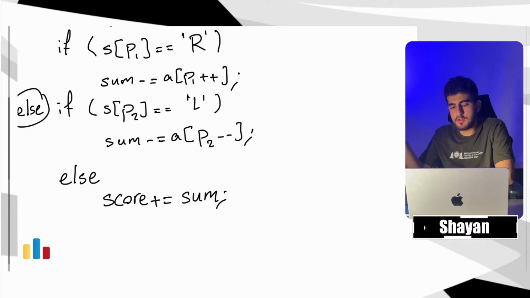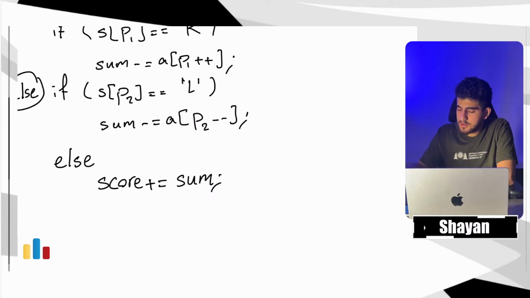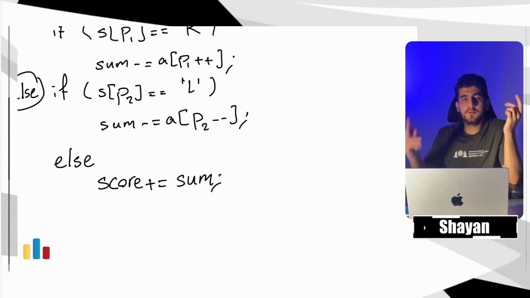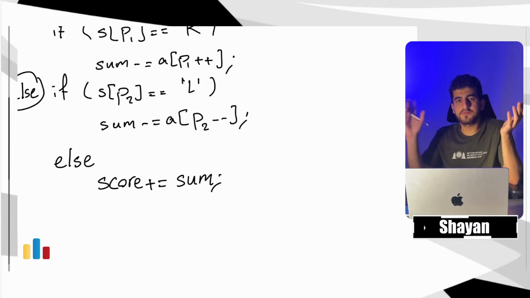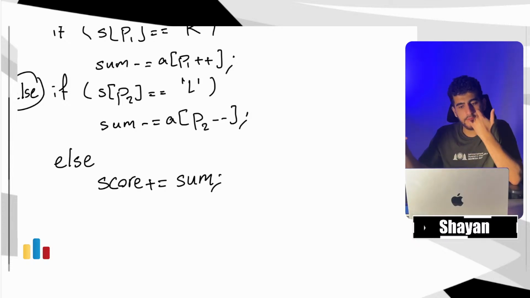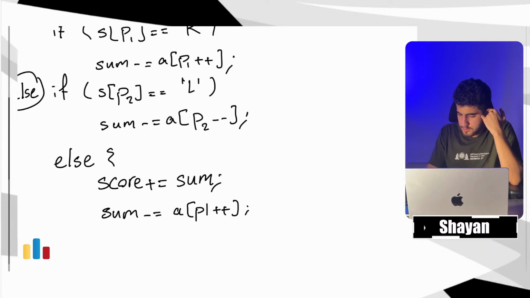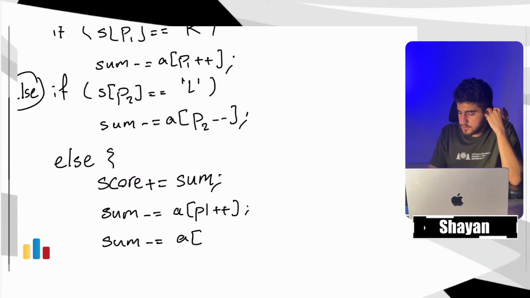Score plus equal to sum, and then move both P1 and P2, because now both of them are used and must be removed. Okay, so I say that sum minus equal to A of P1 plus plus, and sum minus equal to A of P2 minus minus.